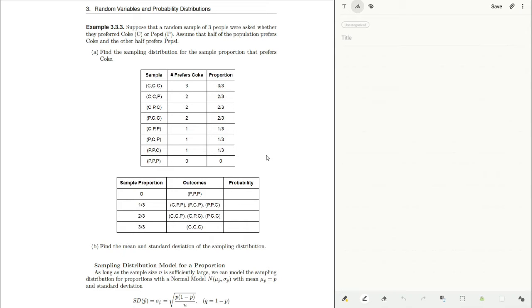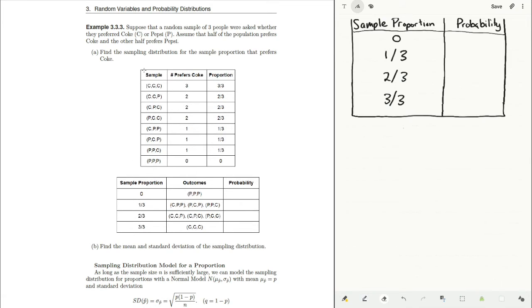So now we can look at finding the probability for each sample proportion. Since we assume that half of the population prefers Coke and the other half prefers Pepsi, each outcome will be equally likely. So for equally likely outcomes, we can determine the probability by taking the number of outcomes over the total possible number of outcomes. Here there are 8 total possible outcomes, and so now we can calculate each of these probabilities.